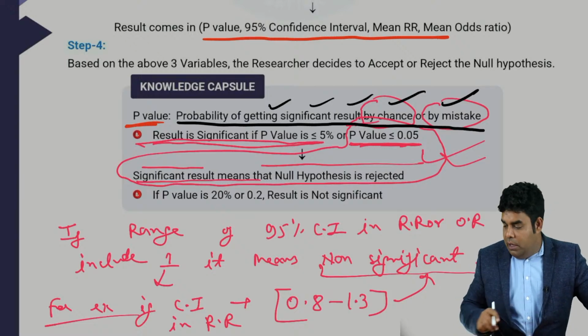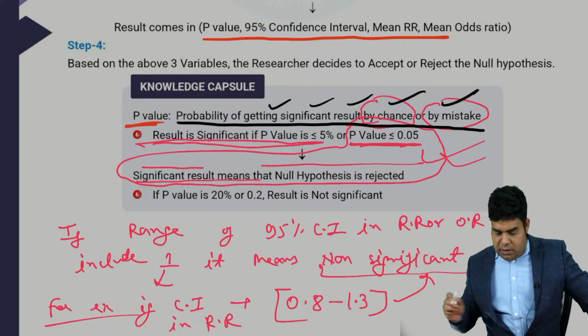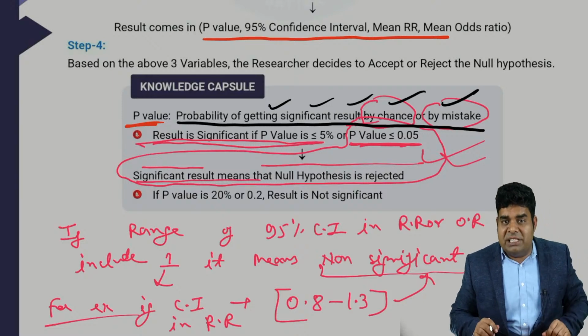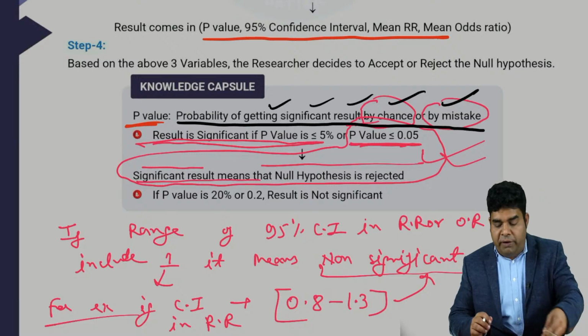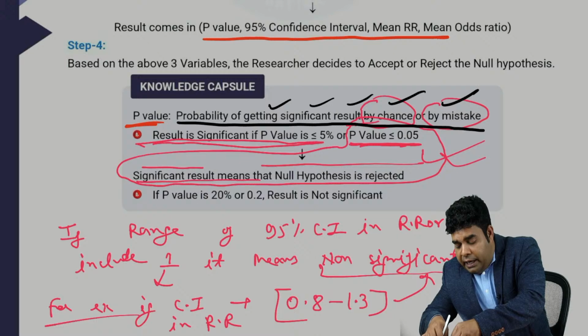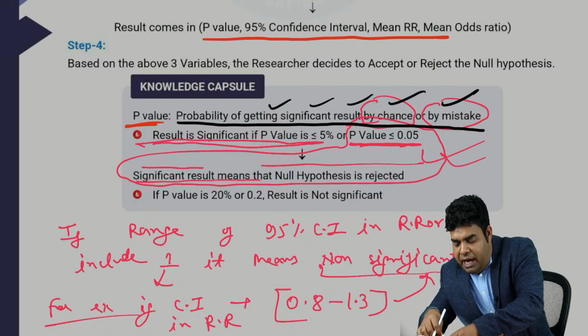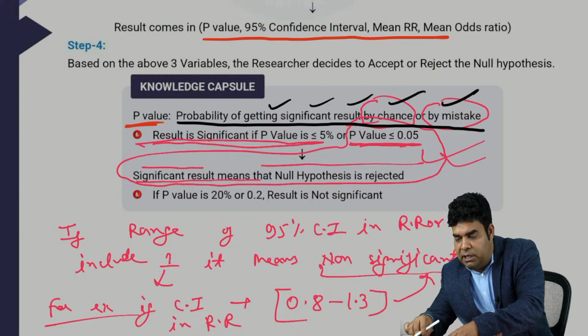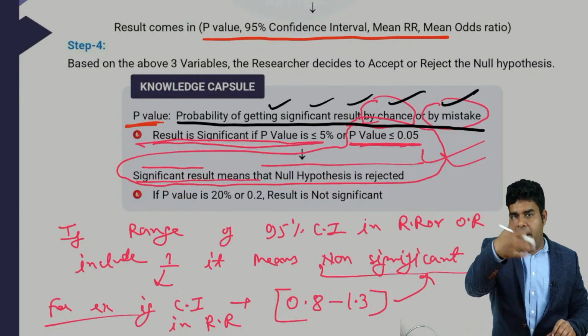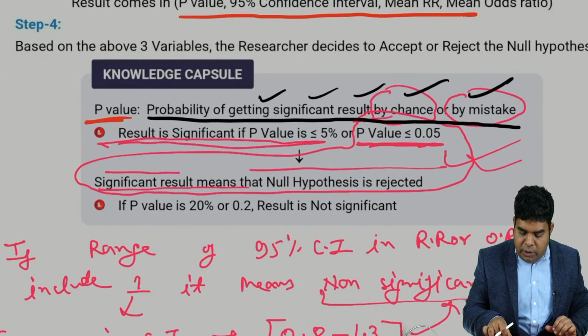Now, if the p-value is less than or equal to 0.05, it means the p-value is very less. Mistake done in the study is very less. Sorry for this interference. Let me repeat this p-value thing. If it is not clear, you can get a lot of questions wrong.